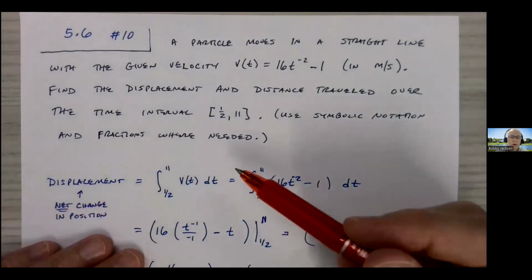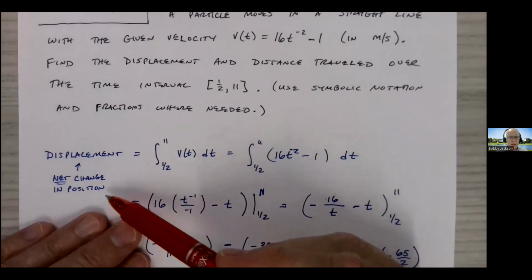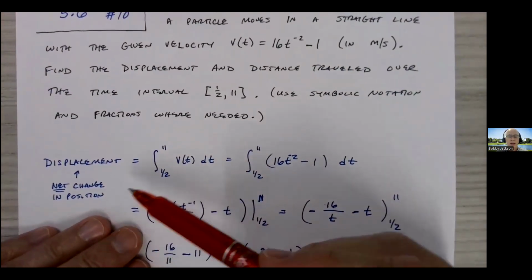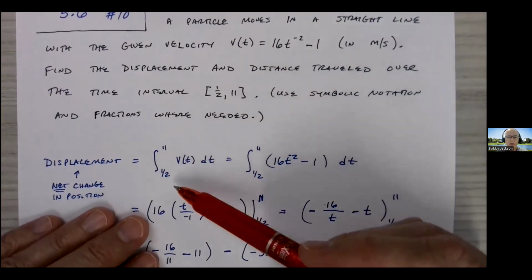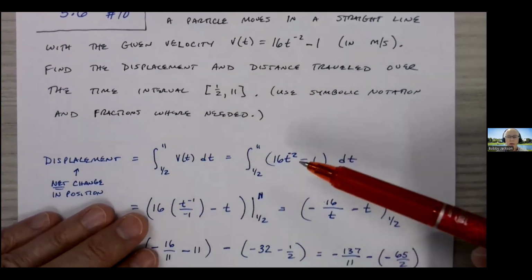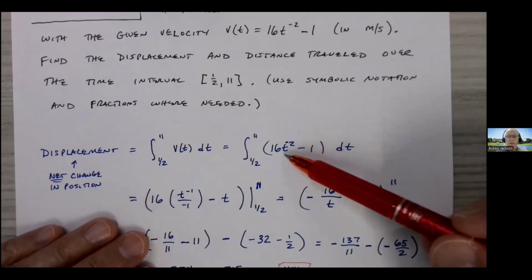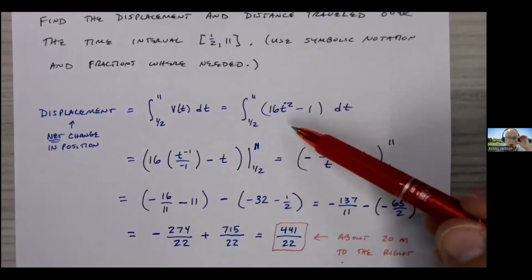So first of all, if you recall, displacement is the net change in position. So the integral of the rate of change is the net change. So we simply integrate the velocity function from 1/2 to 11. So here's the velocity function, and I'll use the fundamental theorem of calculus part 1 to do that.